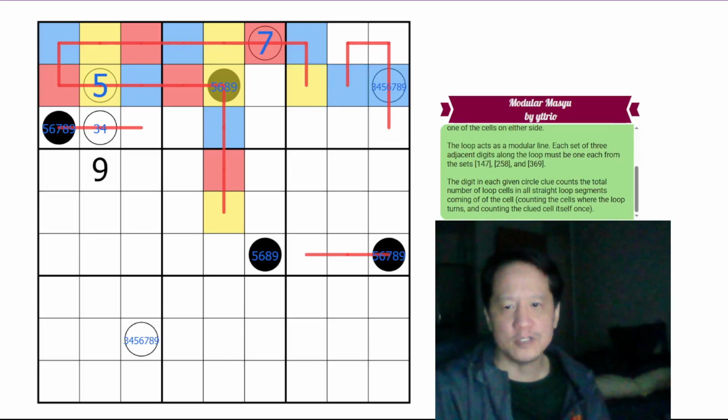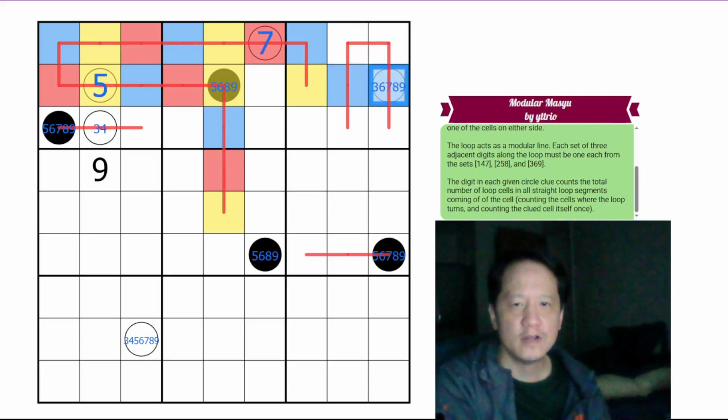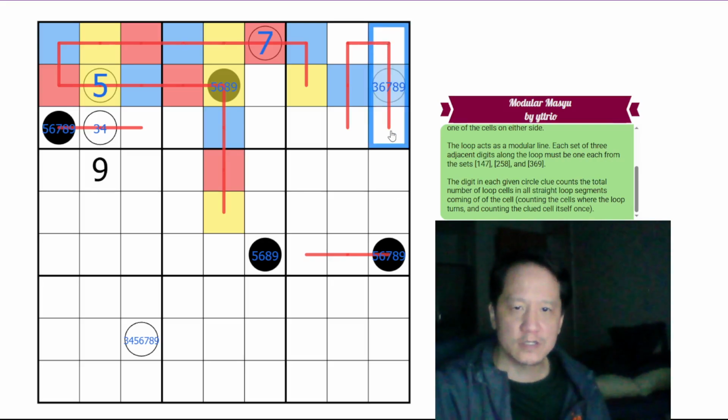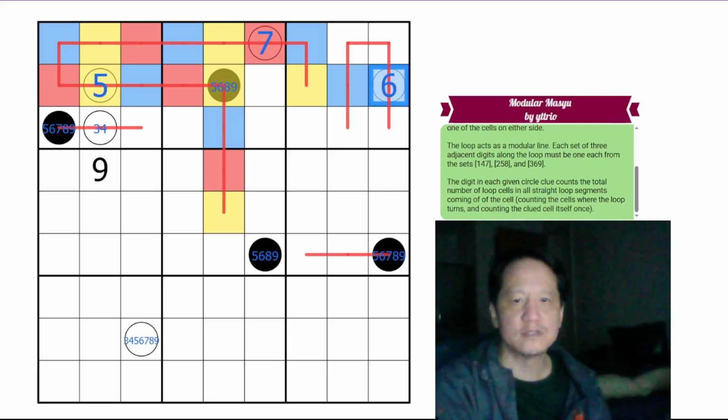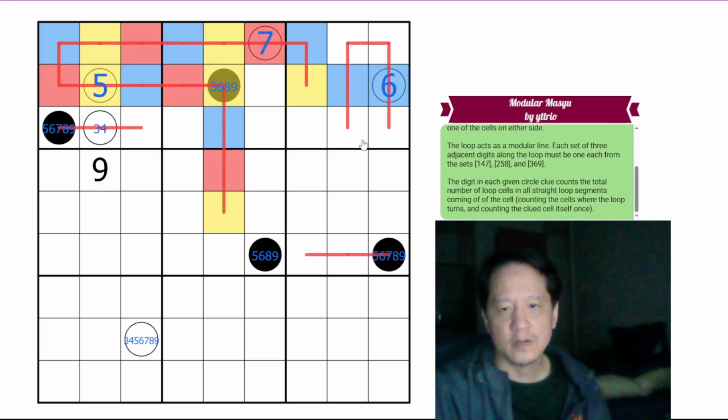This has to go down then. So we have red, yellow here. This cannot be 4, 5. It has to be 3 or 6, 3 cells, and it cannot be 3 because this would have to connect as a loop itself. So this has to be 6. So it connects this way.